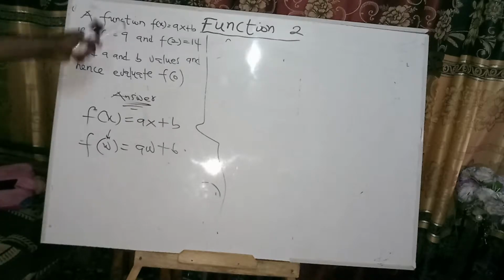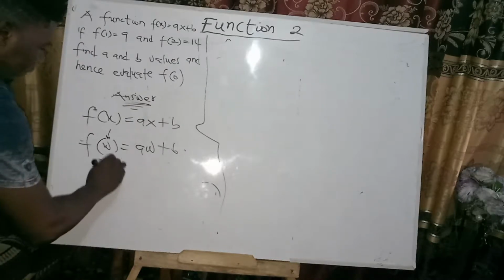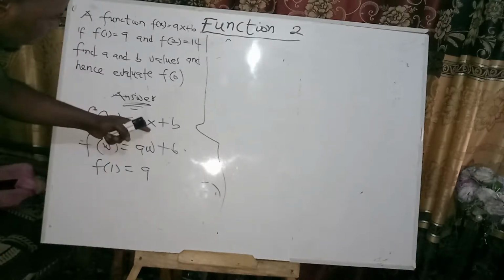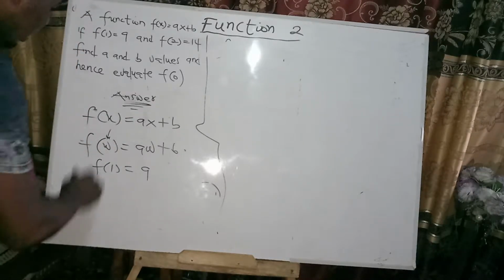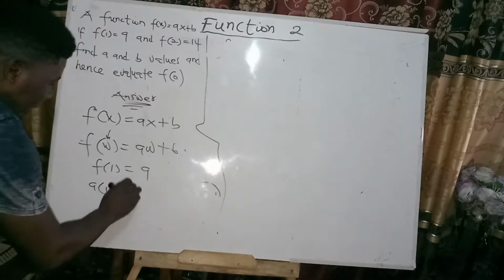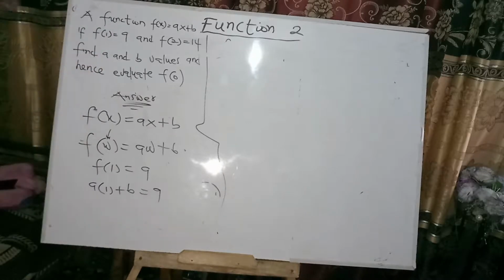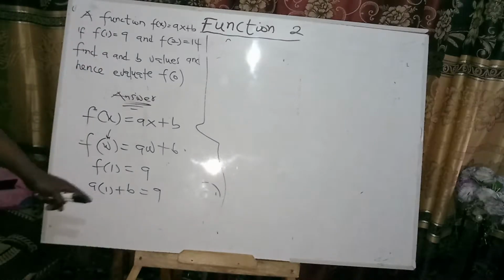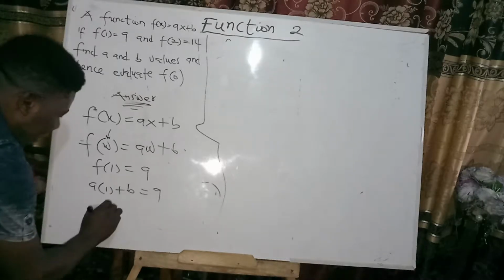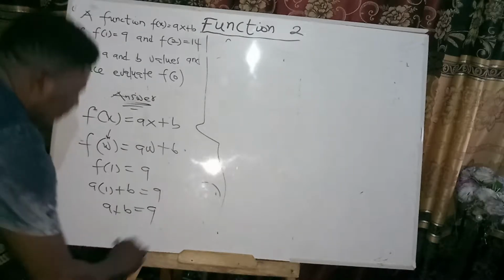They say f of 1 equals 9. So f of 1 equals 9. It means in the original equation, wherever we see x, we replace it with 1. So I have a times 1 plus b equals 9. At this stage, we know that 1 times any letter is still that letter. So I have a plus b equals 9.